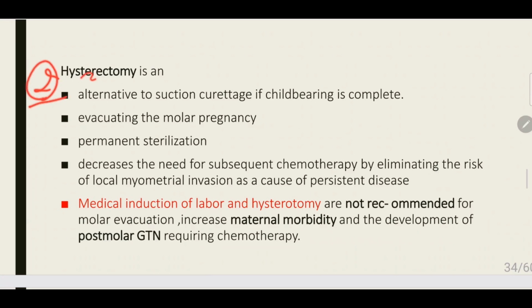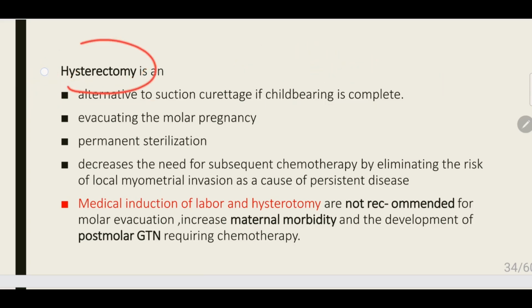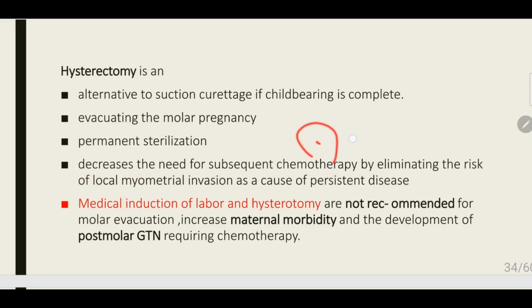Second option, hysterectomy. It is an alternative to suction curettage if childbearing is complete. For example, a 45-year-old lady came with molar pregnancy and she does not want any more pregnancy, so you can consider hysterectomy. Along with hysterectomy, permanent sterilization is done. It decreases the need for subsequent chemotherapy by eliminating the risk of local myometrial invasion as a cause of persistent disease, because you are removing the whole uterus.